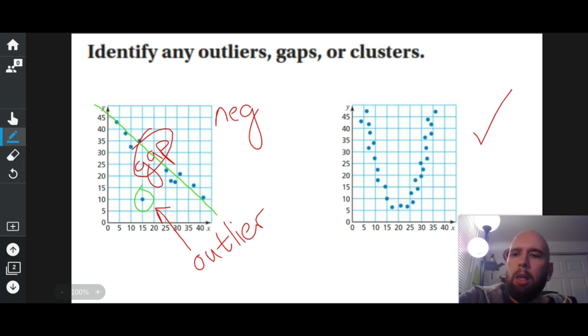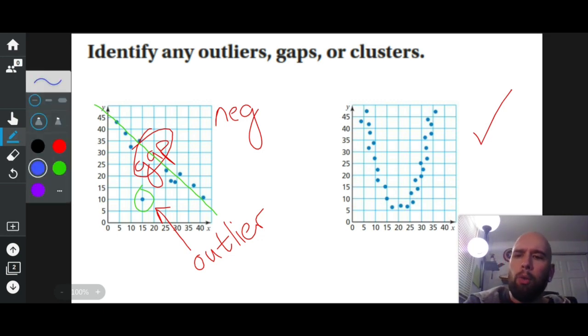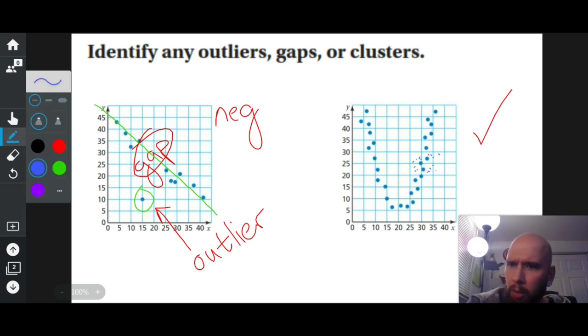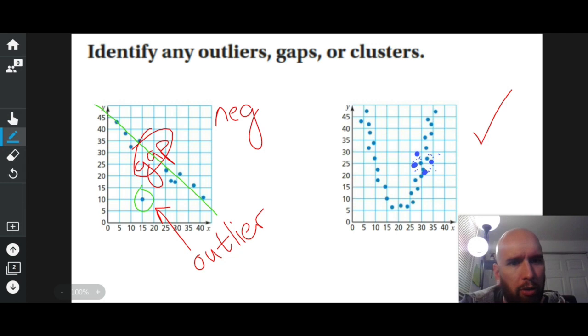Okay. Now, a cluster, for those of you who are wondering, if I would have put a bunch more dots like right here, boop, boop, boop, that would be a cluster. But it didn't really happen. What happens if I do this? Ooh, thicker dots. Yeah. Now that would be a cluster.